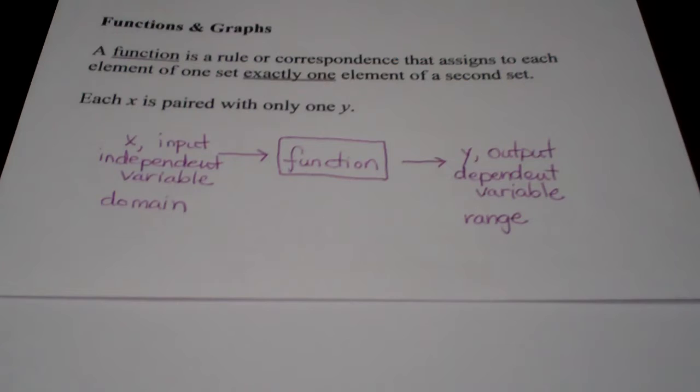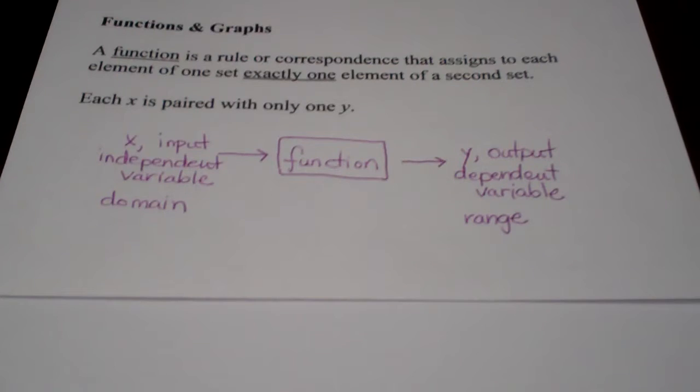Another example I like to use is the idea of a UPC code, right? So when you go to the store, you pick up an item, you take it to the cashier, she scans the UPC code that's on the back, and the cash register pairs that code with one price. So each UPC code, which would be like an x, is paired with exactly one price, which would be like a y.